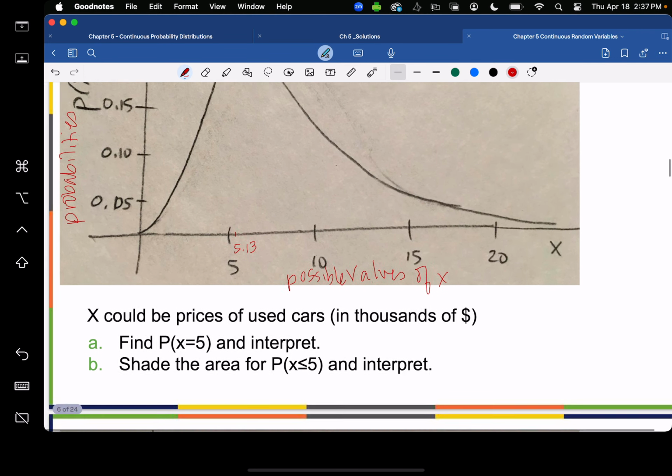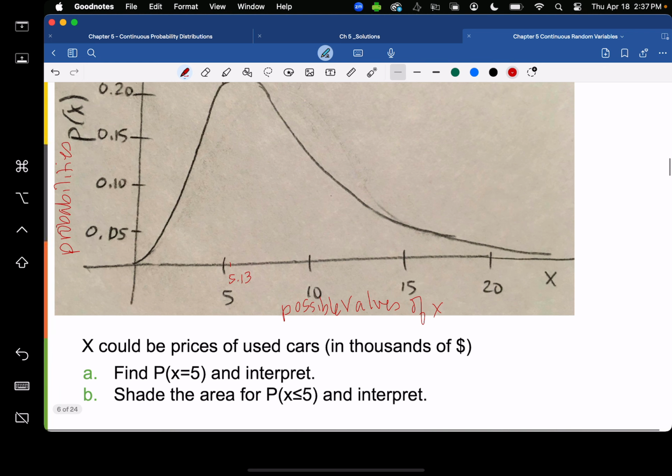So here I'm making up an example. I'm saying that X could be the prices of used cars in thousands of dollars. So we could say that this is a $20,000 car here, less likely, more likely a $5,000 car. Maybe this is the likelihood that I'm going to buy a certain car. As it gets more expensive, I'm less likely to buy it.